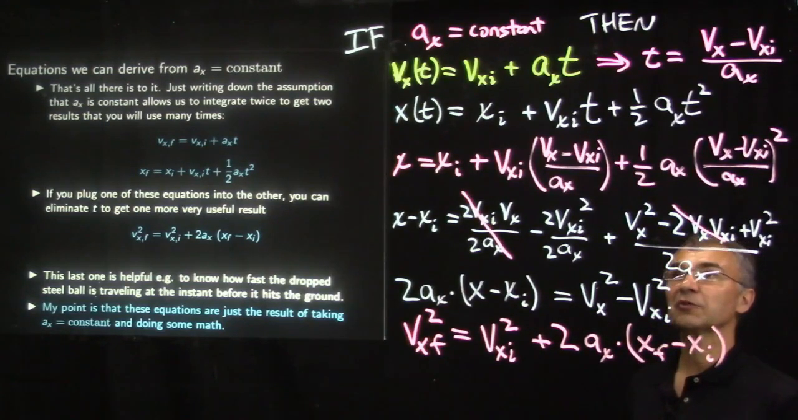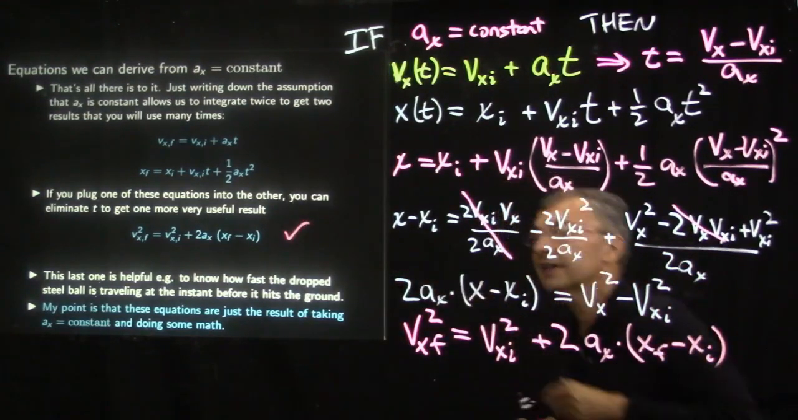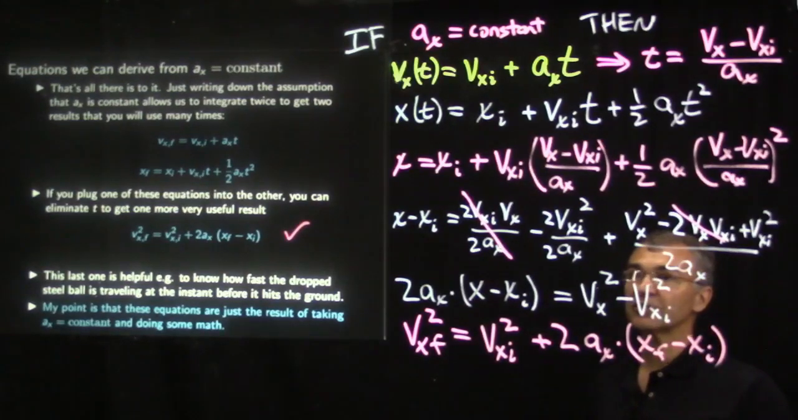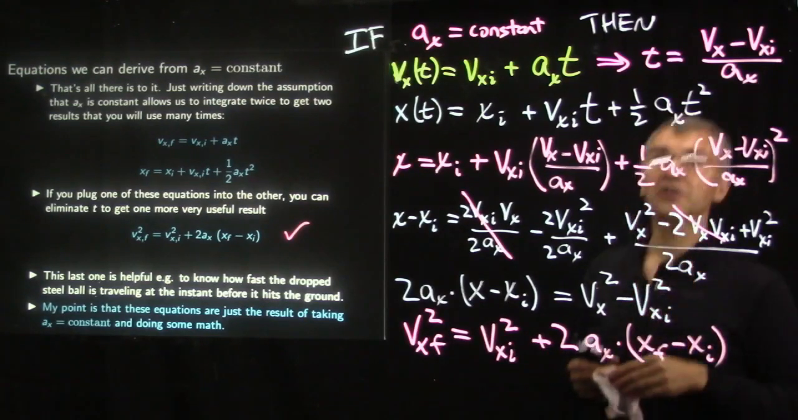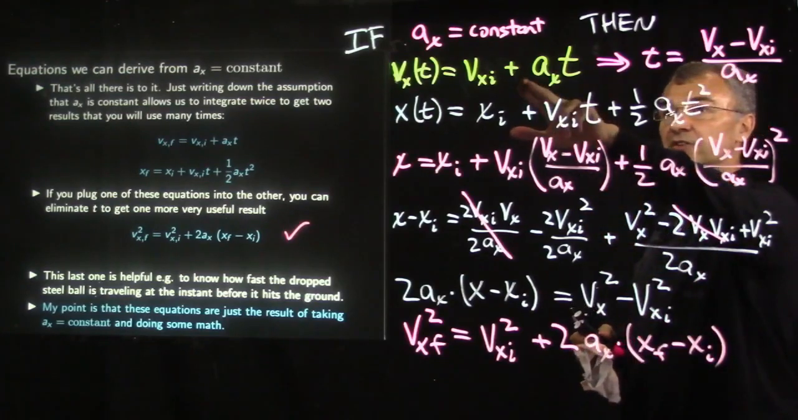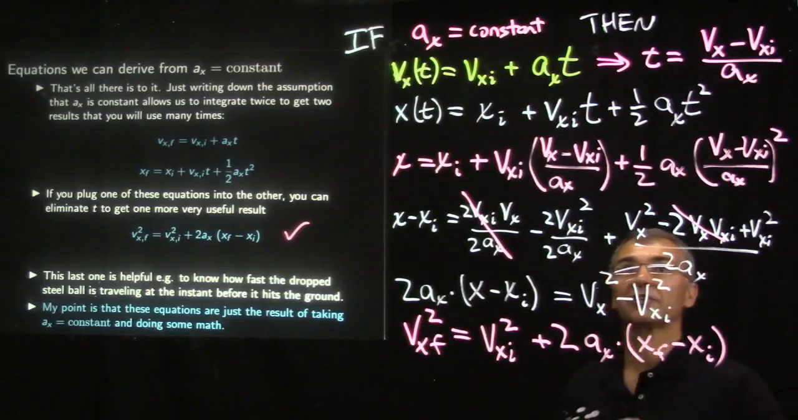Whoa, that was a lot of work. Okay, so let me just write that next to its friends. So it's this guy here. This is a result that's actually worth remembering and using, but it's not worth worrying about how to derive. I just wanted to show you that all it is is a result of taking this and solving it for time and plugging it into this, and then the cancellation is a little bit messy.